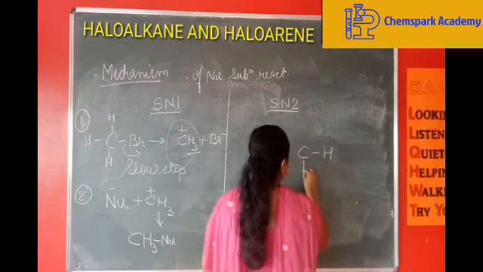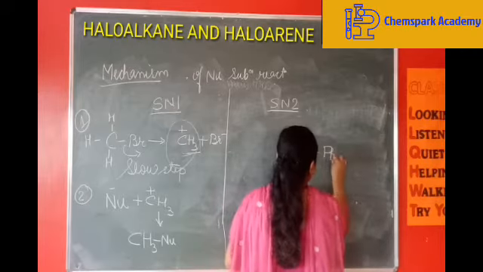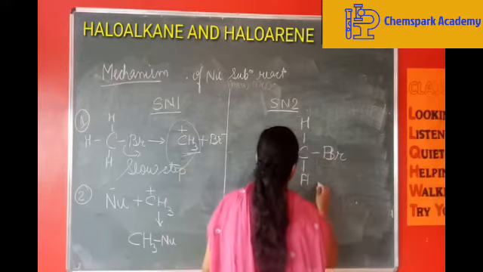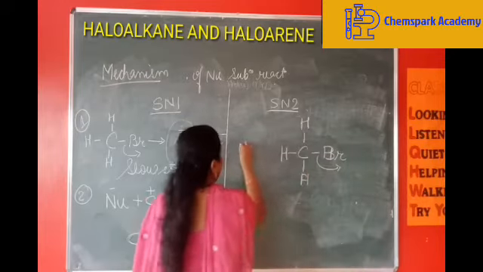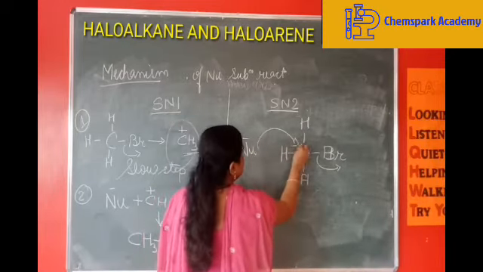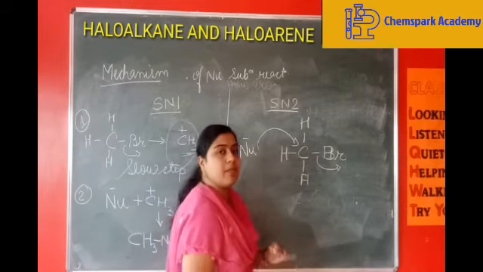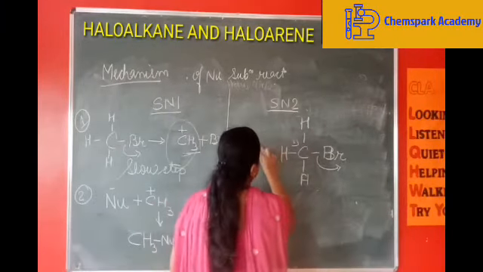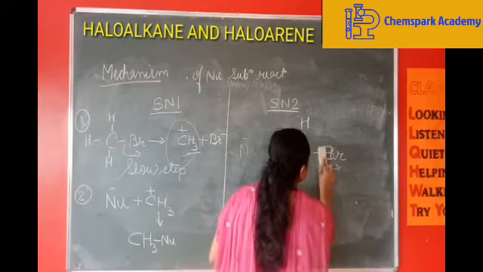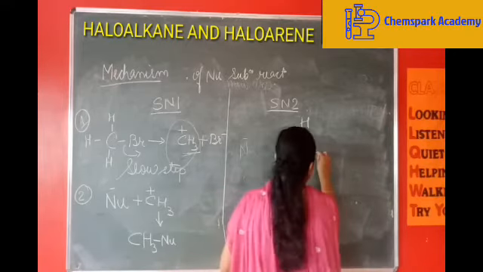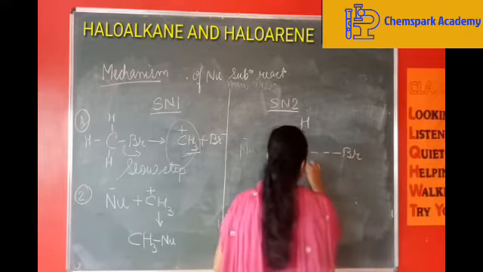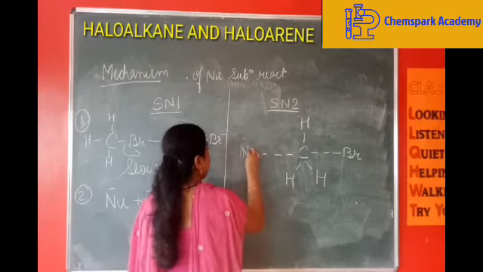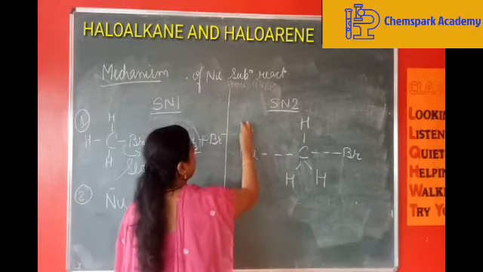suppose we have this as our reactant. This will try to move out and the nucleophile would attack this carbon at the very same point. So we will have the formation of a transition state. That is, in this step we will see that bromine is trying to leave the carbon and the nucleophile is trying to get attached at the very same time.